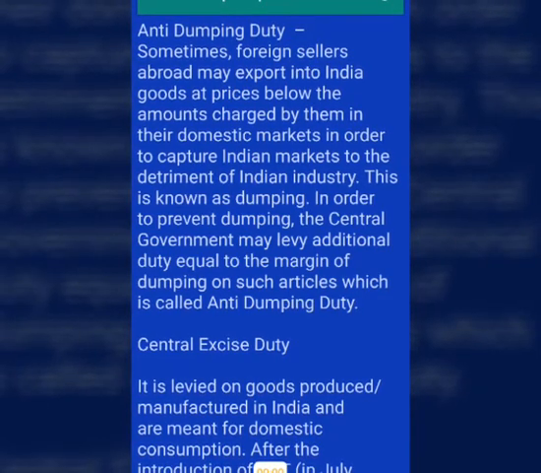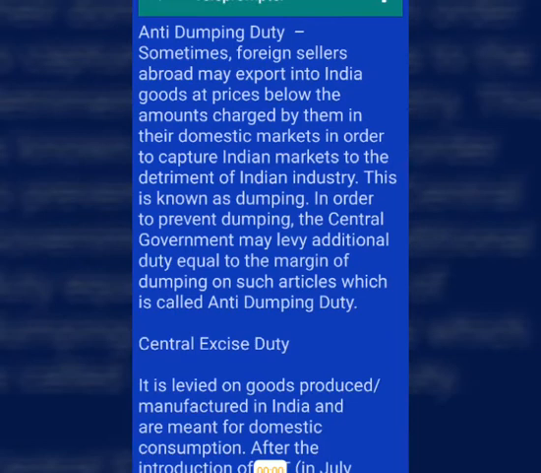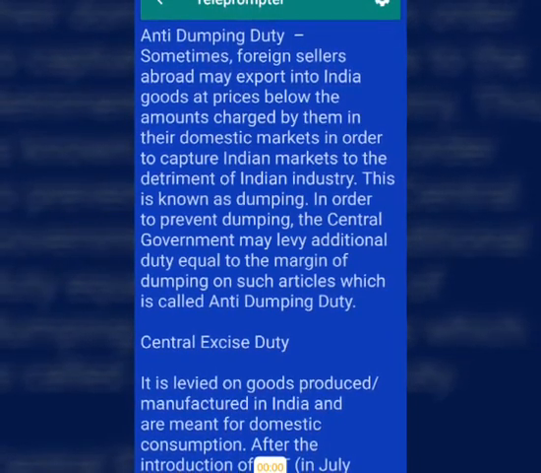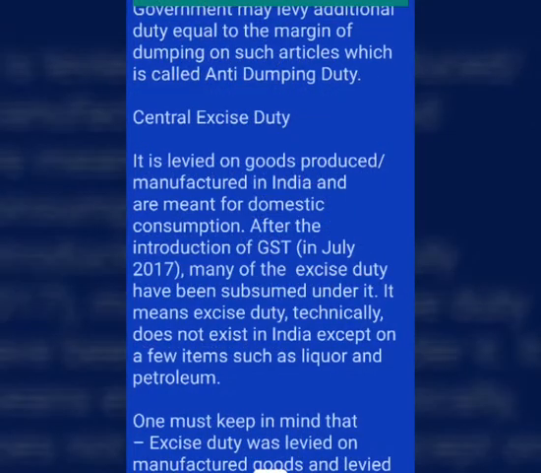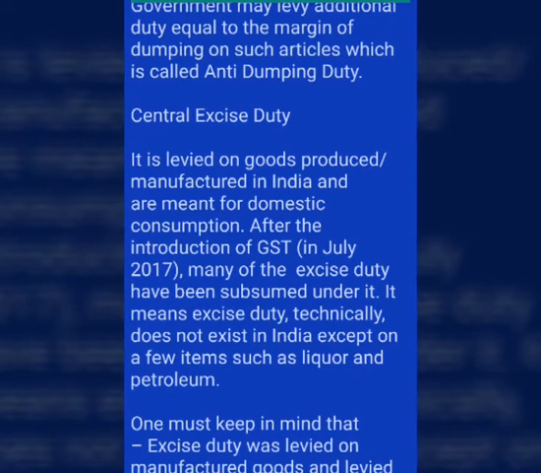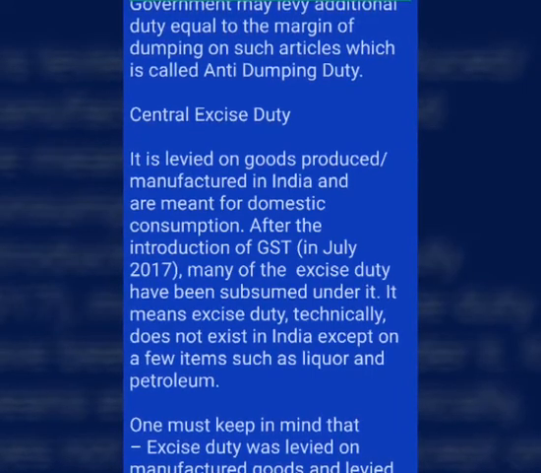Sales tax. Each state follows its own sales tax act and levies tax at various rates. Thus sales tax varied from state to state. 2005 onwards, states started implementing value-added tax, applicable on each stage of sale. It has been subsumed under GST.